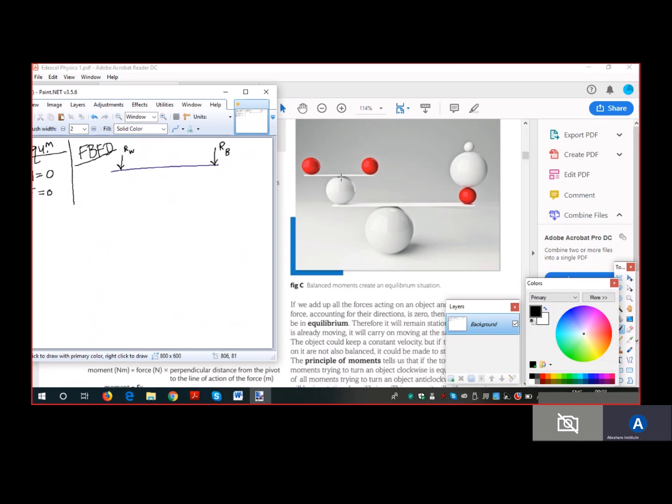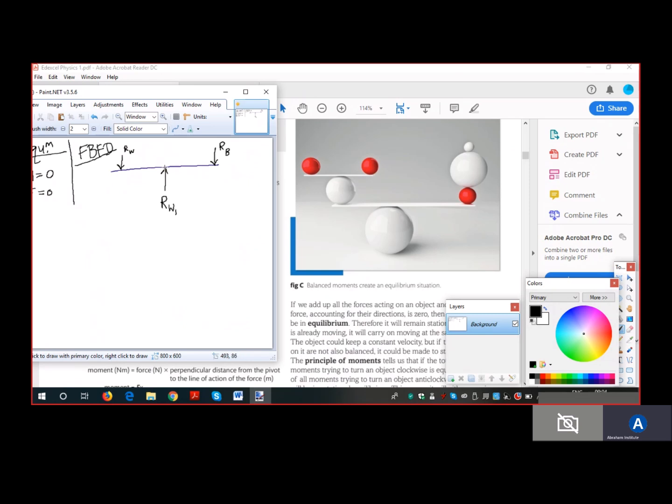So this force is exerted from the surface of the red ball, so it has to be perpendicular to the surface of the red ball. And here it is horizontal, so when it is perpendicular to the surface, it has to be perpendicular to the surface of the plank. So over here also it is 90 degrees. Then there is another reaction force by the big white ball, which I'll call RW1, acting upwards on the plank.